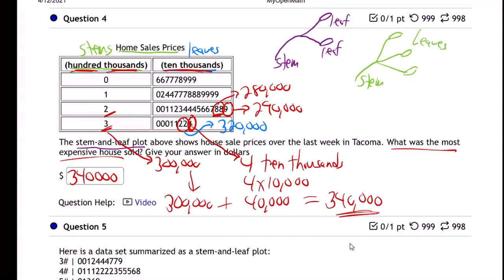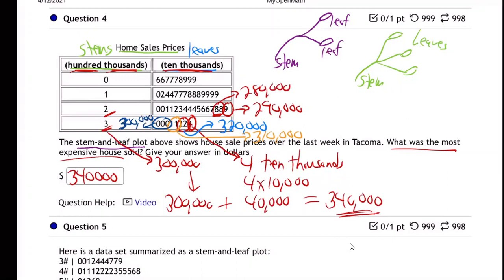See what the stem and leaf display is saying? The ones right here, I'm running out of room. These houses sold for $310,000. And then the zeros, grab these right here. These houses sold for $300,000 straight.